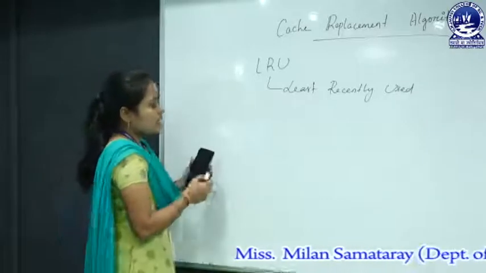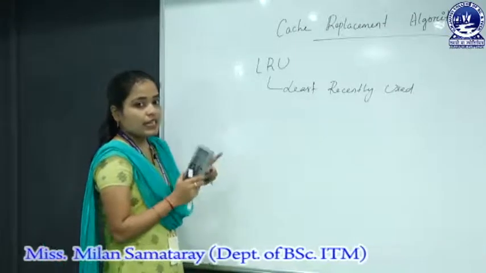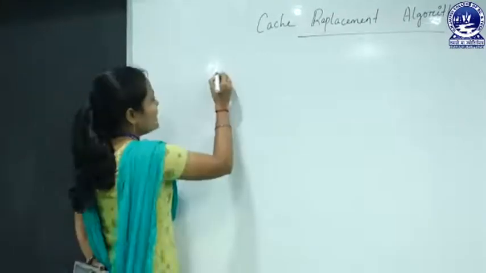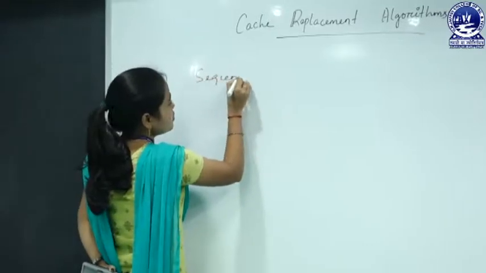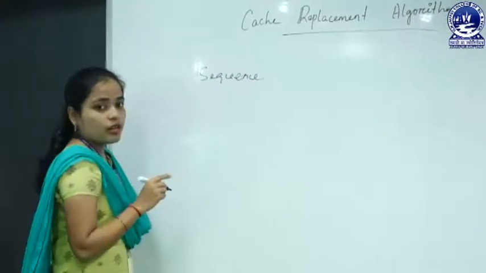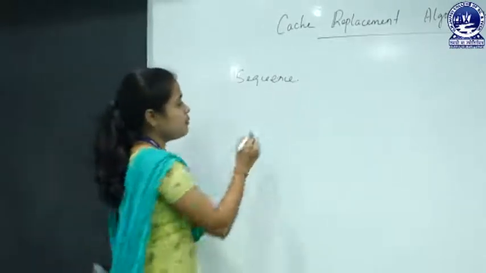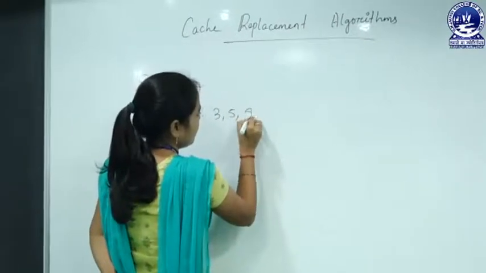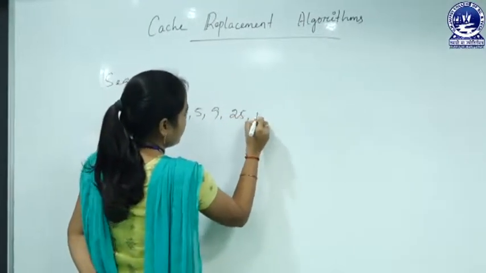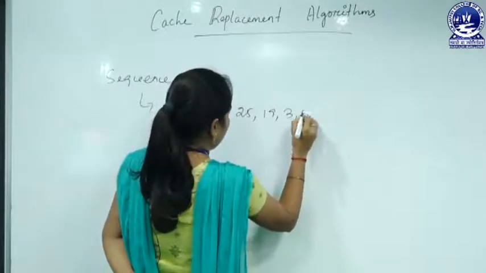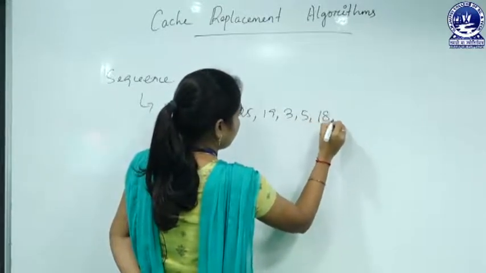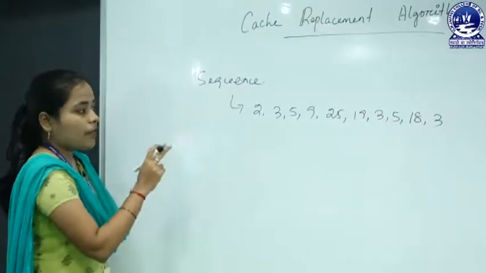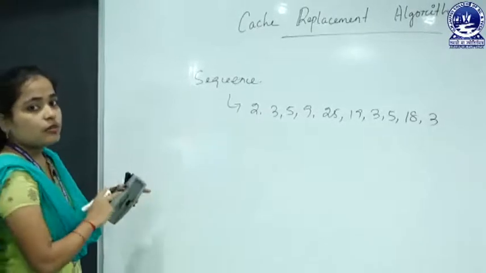Okay. So let's take an example first. We will use that example in the associative mapping as well as in the set associative mapping. Let the sequence of the blocks which is generated by the CPU be as follows. These are the sequence. Then you have to map these blocks into the cache lines.